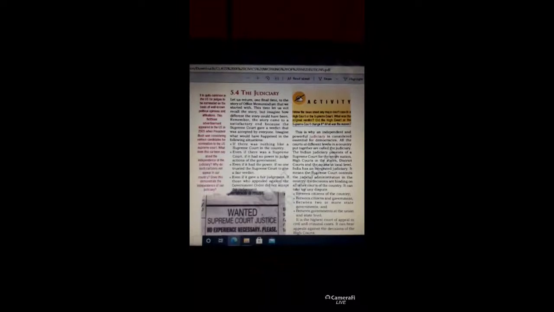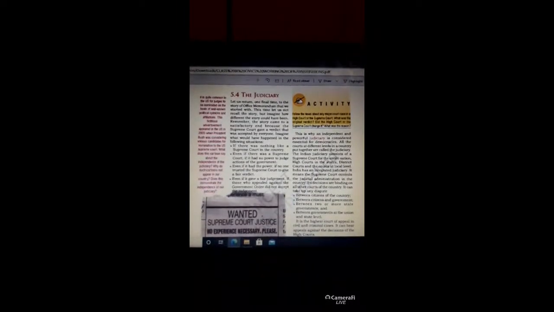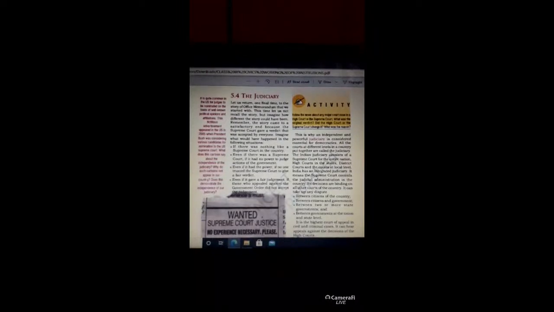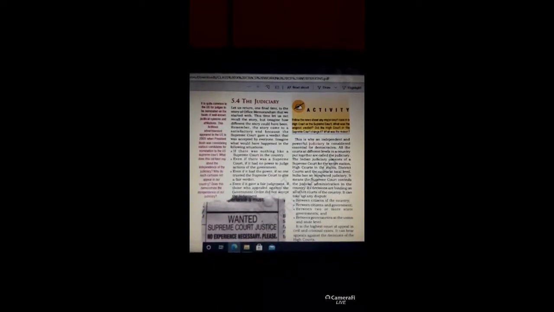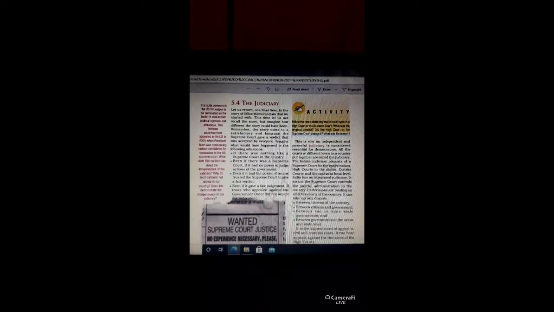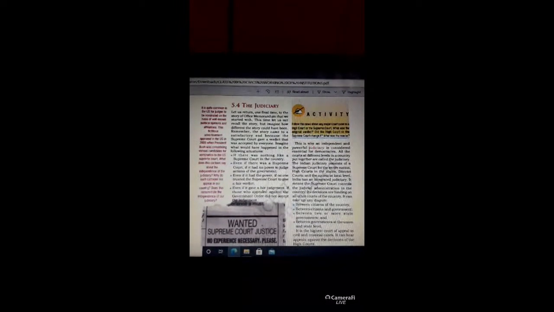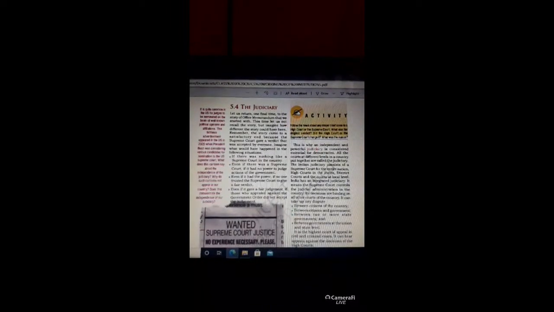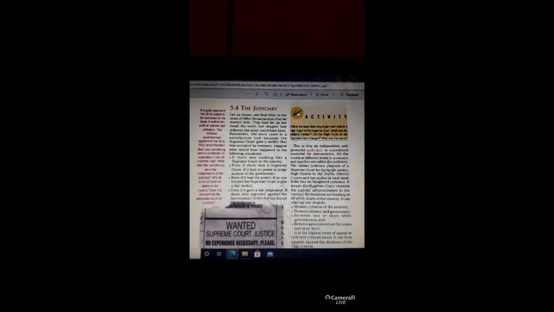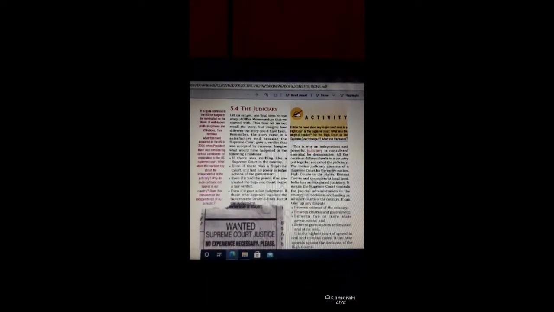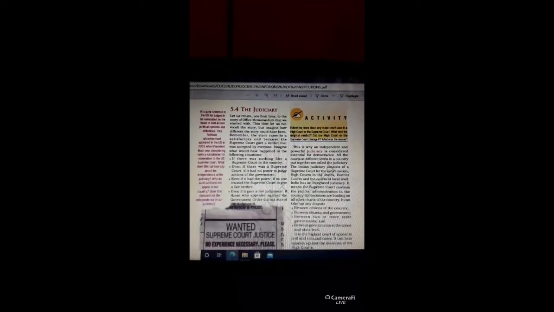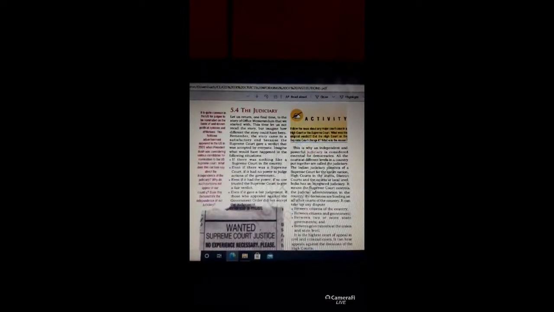Okay, 5.4. So the judiciary, that means when we are calling it judiciary, courts are coming. All the courts at different levels in a country put together are called the judiciary. So all the courts together are called the judiciary. So the Indian judiciary consists of what? First is the Supreme Court, a Supreme Court for the entire nation. Second is the High Courts in the states. The Supreme Court is only one for the whole nation, and High Courts, in every state we get a High Court.